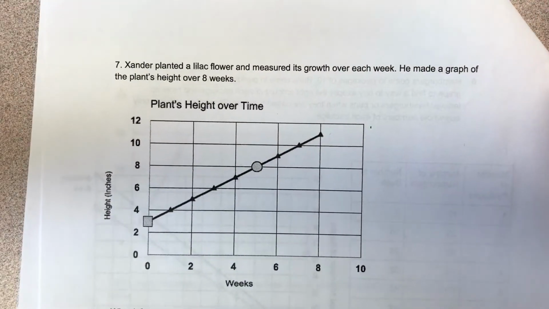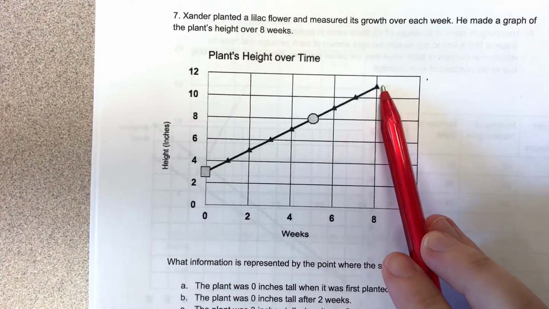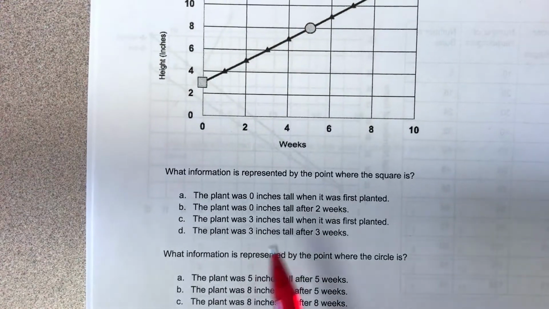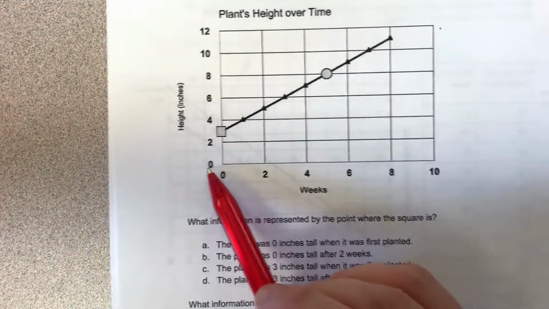Number 7. Xander planted a lilac flower and measured its growth over each week. He made a graph of the plant's height over 8 weeks. So this is the graph that he made. The questions are: what information is represented by the point where the square is?